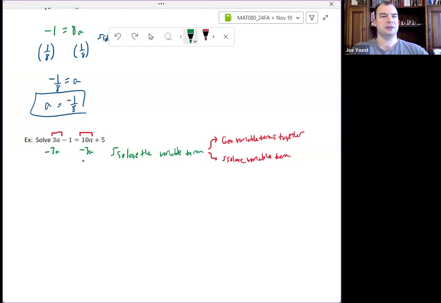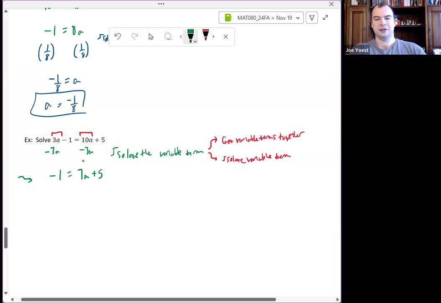3a minus 3a, that goes away, and I have minus 1 on the left. On the right, I have 10a minus 3a is 7a plus 5. So I look at this revised equation here, -1 equals 7a plus 5. I've got my variable terms together. I only see the variable coming up one time in this 7a term.